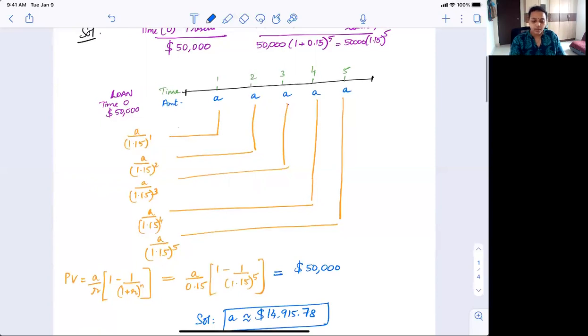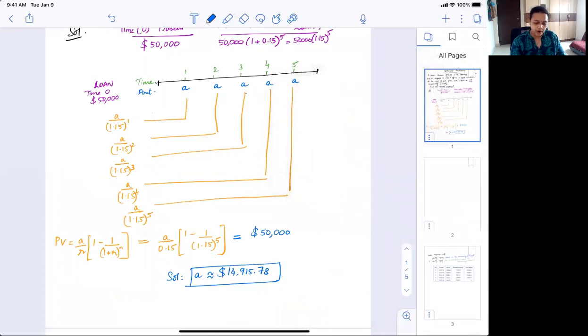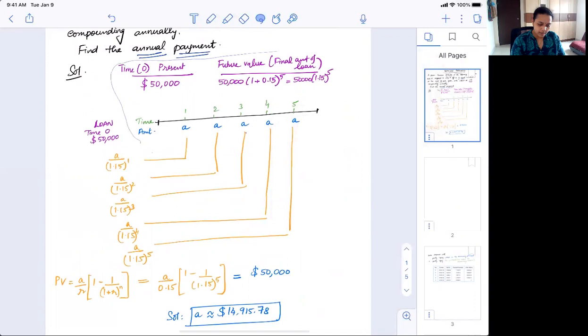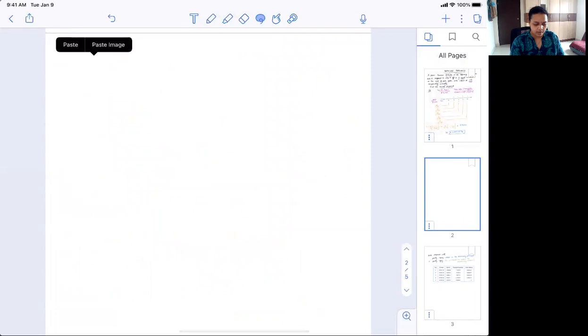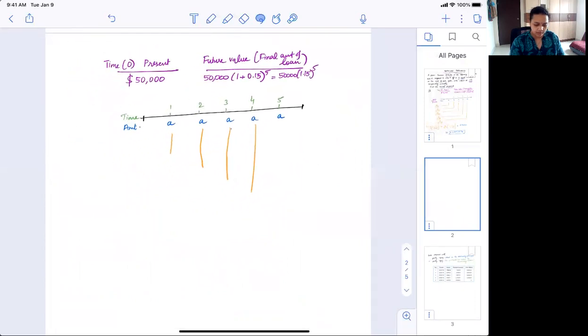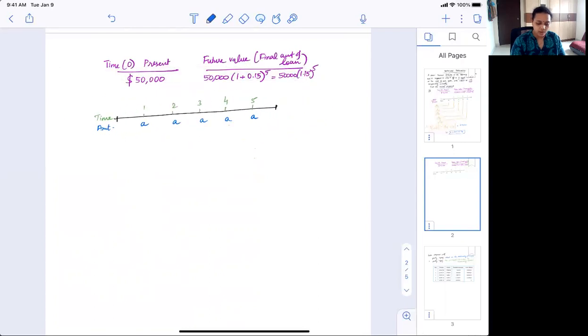Now, is there another way to go about solving this? Absolutely. And now let me just quickly show you how I do that. Let's take this and copy and paste this. Let's look at it by using another approach where we use the future value approach. Now, let's find the future value of this annuity.